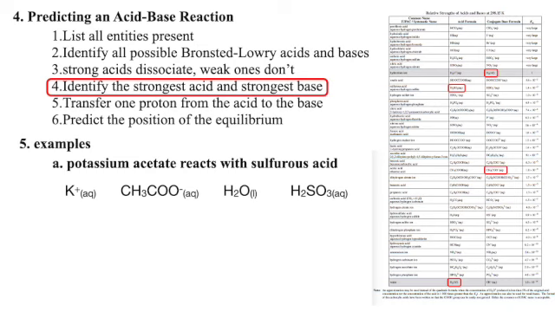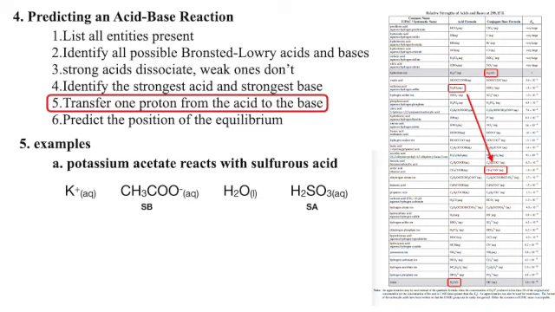Next, identify the strongest acid and strongest base. So I look at my acid column and I just find the highest one. The highest one is the strongest, so that's H2SO3, sulfurous acid. And then I look at my base column. The lowest one on that side is the strongest base. So acetate is the base, the acetate ion. And then we just write the reaction.